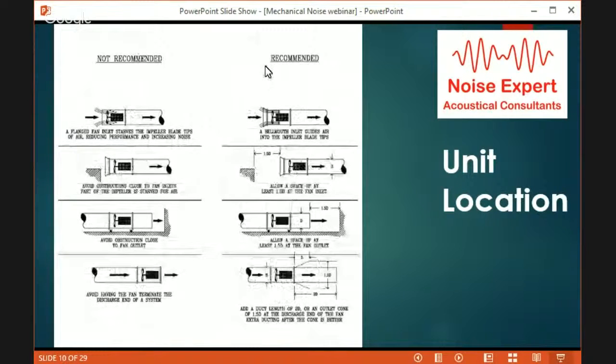Not recommended versus recommended. Just guides. Again, evening flow, distances. If you do have an obstruction, I guess they're showing here, obstruction on the discharge would add to the back pressure. Again, not helping the acoustic situation.